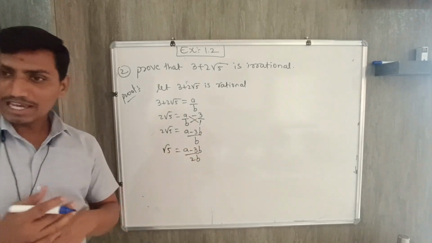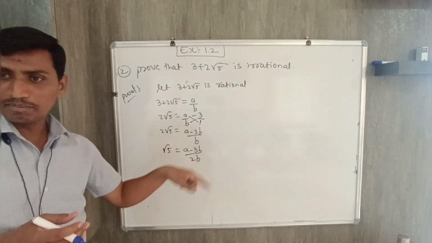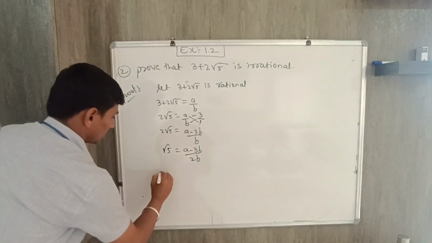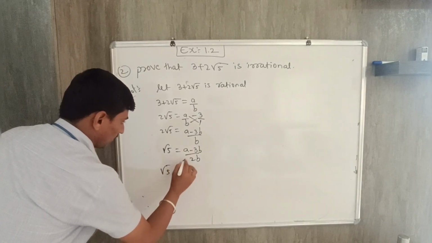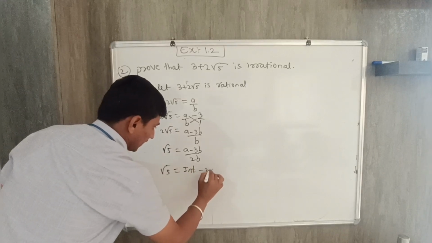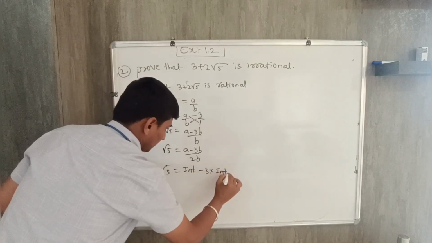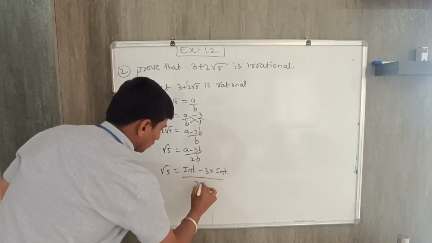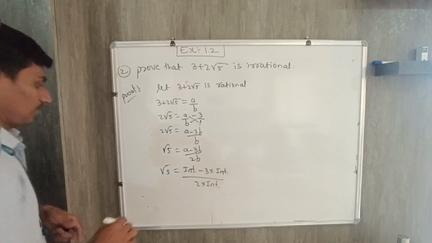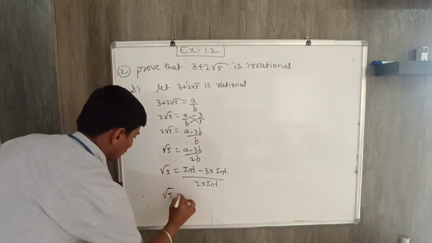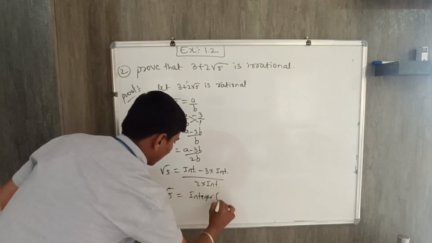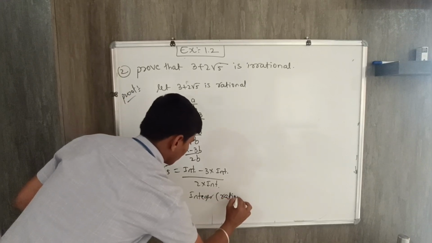Okay. A and B are what? A and B are integers. Okay, see. So now root 5 equals integer minus 3 into integer, by 2 into integer. Okay. So therefore root 5 is an integer in brackets, it is rational.